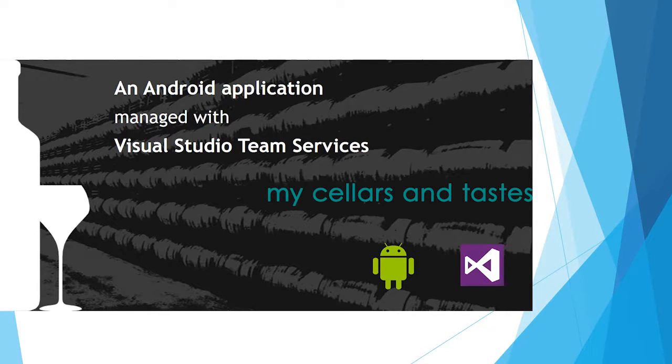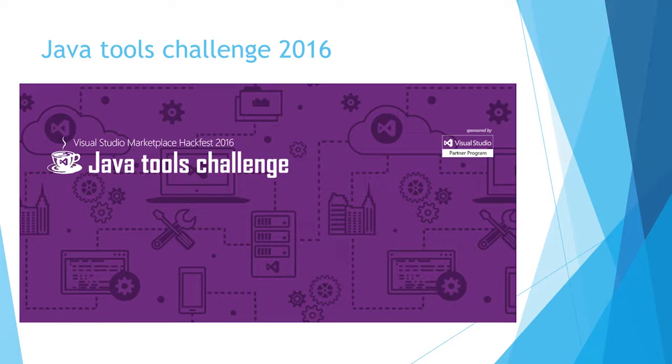And let me talk about my Android application, My Cellars and Tastes, that I now manage with Visual Studio Team Services. I now use Visual Studio Team Services with my Android application. It was part of the Java Tools Challenge 2016. It was a good opportunity to improve the ALM process, application lifecycle management, of my application, to go faster into production for my end users.